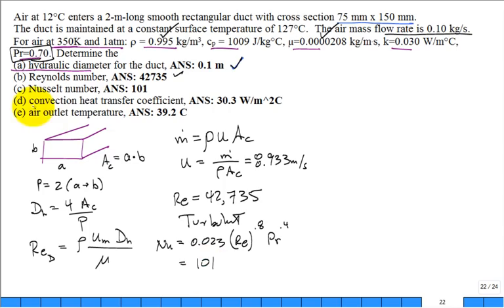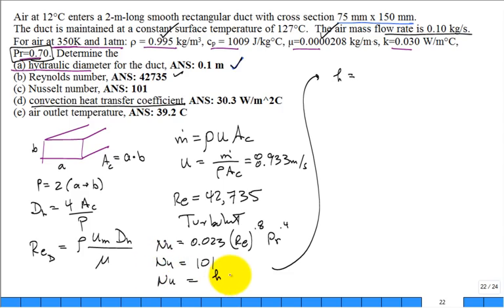Now, what is the convection heat transfer coefficient? H is equal to, how am I going to calculate that? What's the definition of the Nusselt number? HD over K. So it's the Nusselt times K divided by the hydraulic diameter, the diameter that we're using. And that comes in at 30. Make sense? All right, once I do that, how do I get that the outlet air temperature is 39.2? I'm going to pause. How do you calculate that?